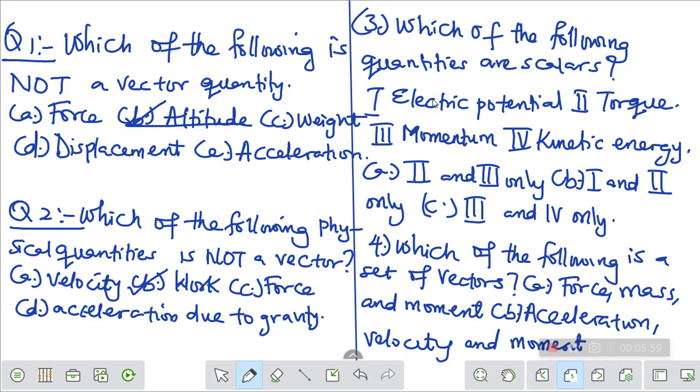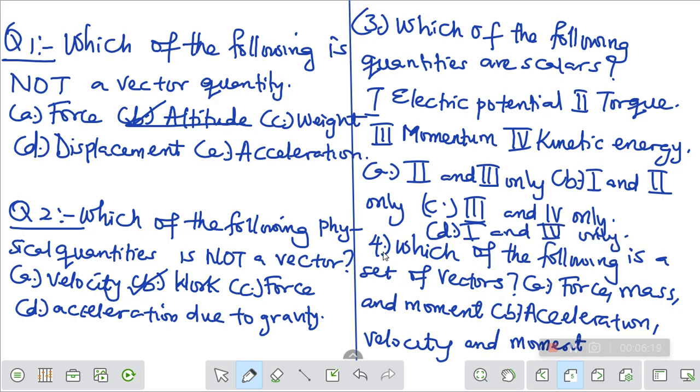I don't think I wrote all these options. I didn't write everything. It remains 1 and 4 only. So sorry for that mistake. So the answer here is 1 and 4 only.